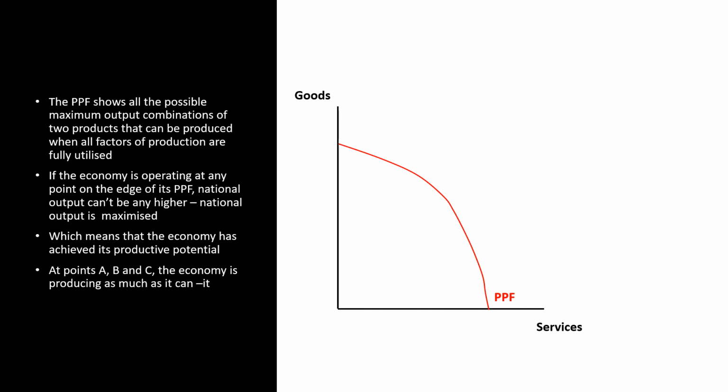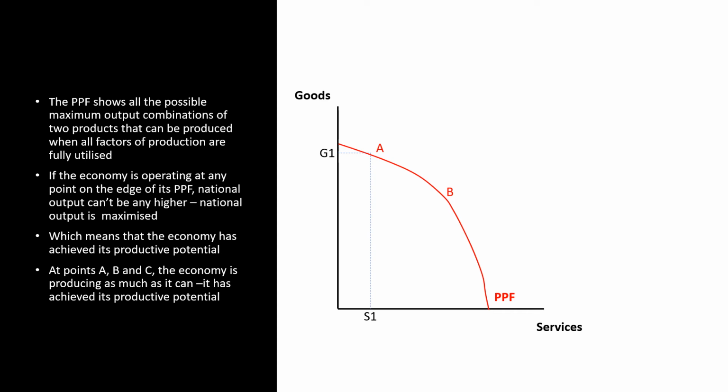At points A, B and C, the economy is producing as much as it can. It's achieved, therefore, its productive potential. That's what this term means, productive potential. The economy is producing as much as it's able to produce. So let's look at these points A, B and C and see what's going on. So there's point A. At point A, we can produce G1 goods and S1 services.